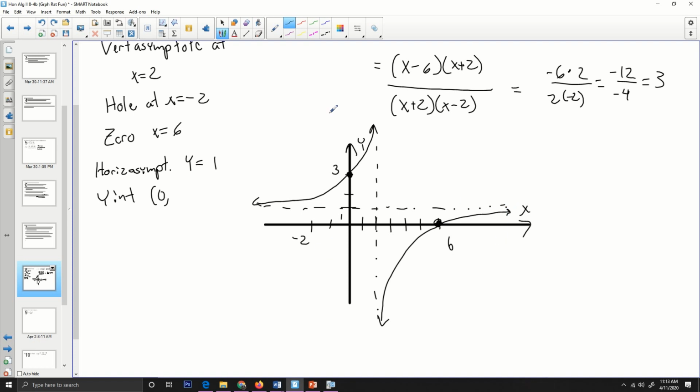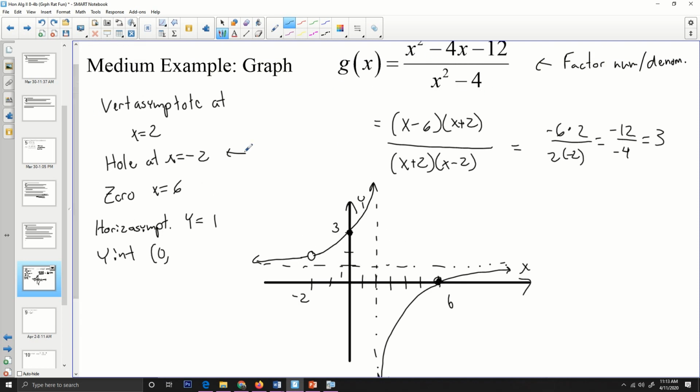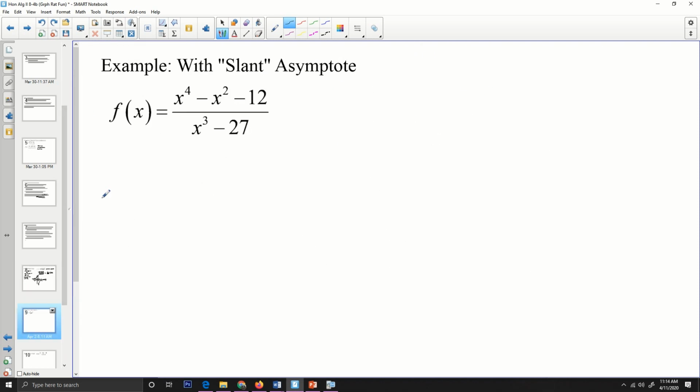And then the only other thing that I have to add and make sure, because we did say that we have a hole at x equals negative 2, what we're going to do is, at negative 2 here, we're just going to clear that up and we'll put a little hole there right at negative 2 and connect those dots like that. And we'll call that the answer. And if you want, you can check that, but I'm going to keep moving. You can type that in the graphing calculator and you'll get the right answer. Okay, so example with a slant asymptote.